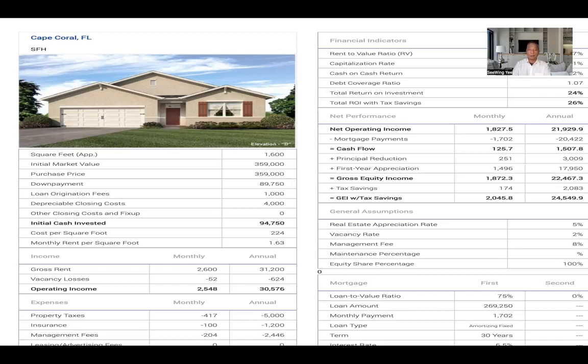So every market reacts differently, right? Because every market has its own unique economic characteristics. So over time, as you build your real estate portfolio, you buy in different markets.